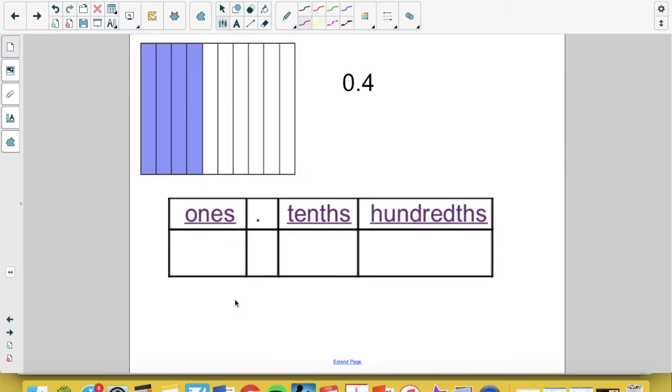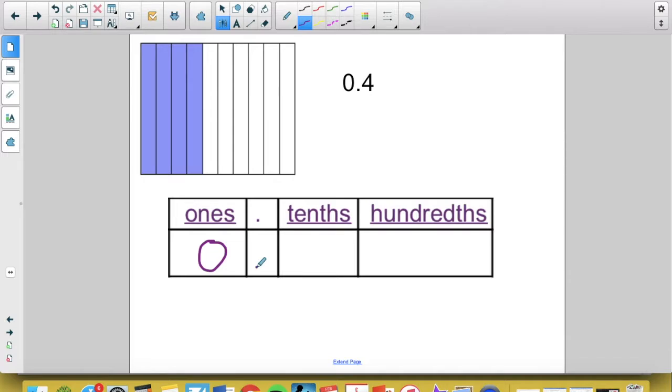Here I have a decimal represented by a model. There are 4 shaded out of 10. There is not an entire square shaded. That means there's no whole number in this decimal. So I'm just going to represent that with a 0, then my decimal point. Since there are 4 shaded out of 10, I'm going to put a 4 in the tenths place. This shape is not broken down into 100ths, so I'm not going to put anything in the hundredths place. My answer is just 0.4 or 4 tenths.